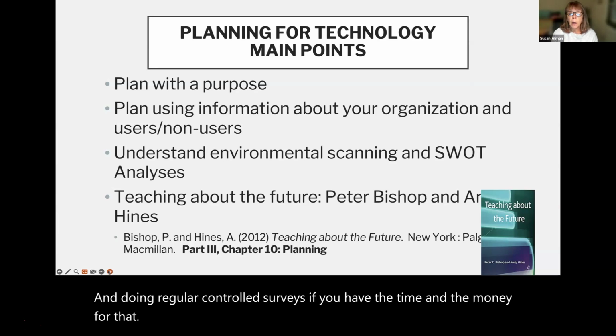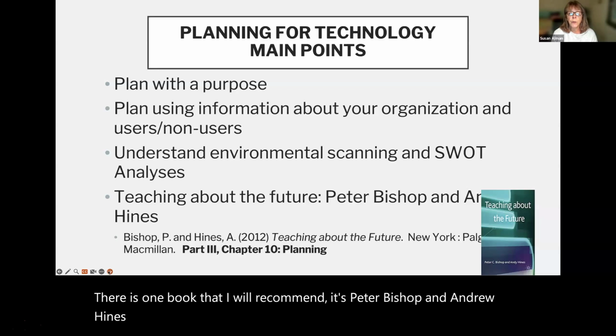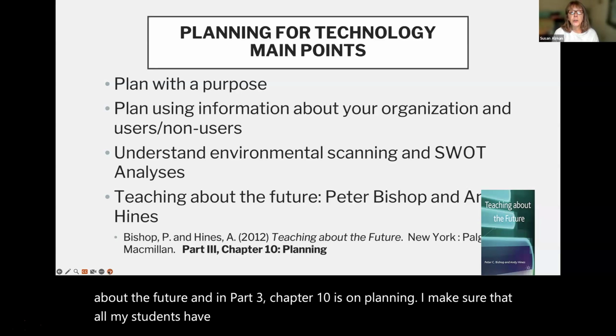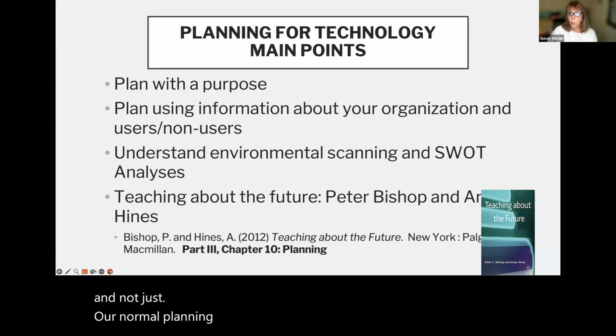There is one book that I will recommend. It's Peter Bishop and Andrew Hines. It was written in 2012, but it still has relevant information. It's Teaching the Future, and in part 3, chapter 10 is on planning. I make sure that all my students have it. It's a good overview, and it focuses on the future and not just our normal planning techniques. So one that I would really recommend.